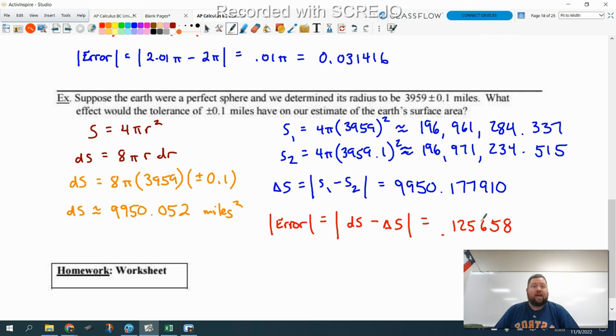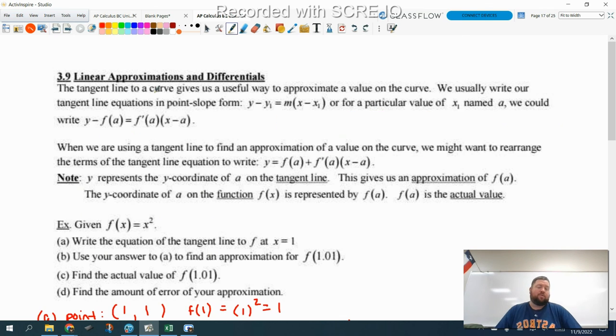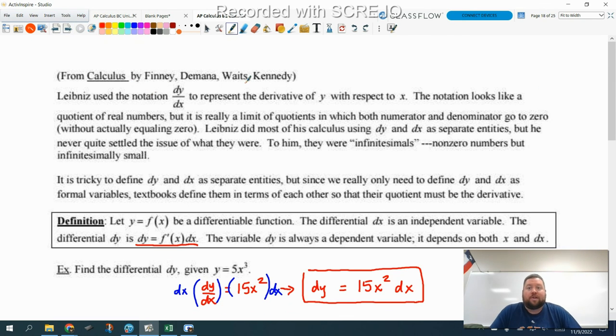Again, not going to be covered on the AP exam. Differentials will not be, but your tangent line approximations will. So make sure you practice that on your worksheet, and I'll see you on the next video.